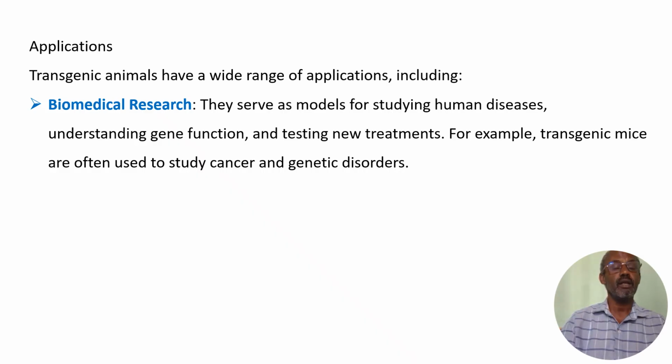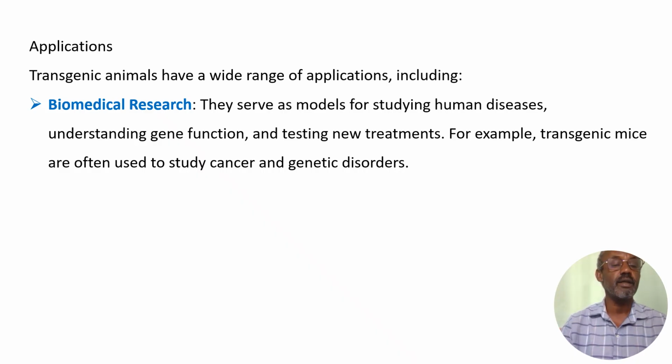And now the applications of transgenics. Transgenic animals have a wide range of applications, including biomedical research, especially with rats or mice. Rats or mice are being genetically modified for this research purpose. For example, transgenic mice are often used to study cancer and genetic disorders. Even the effects of genetic modification can be studied by genetically modifying mice.